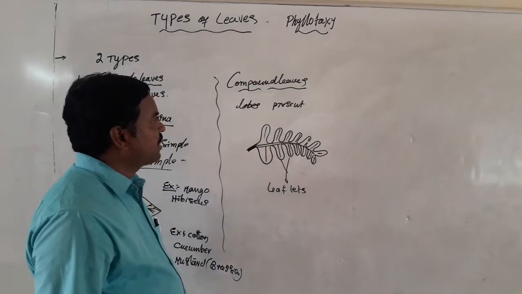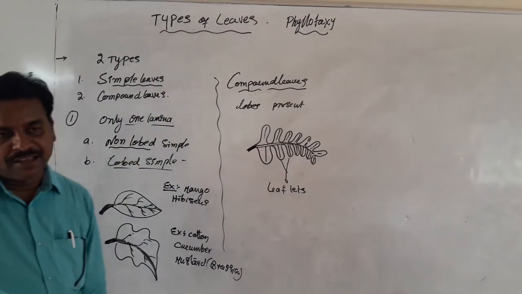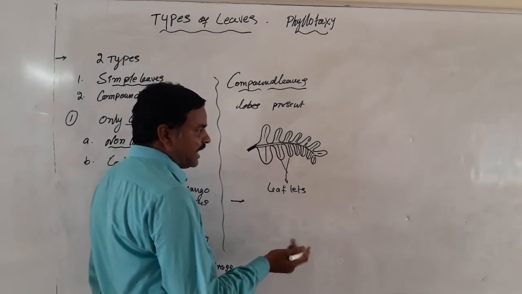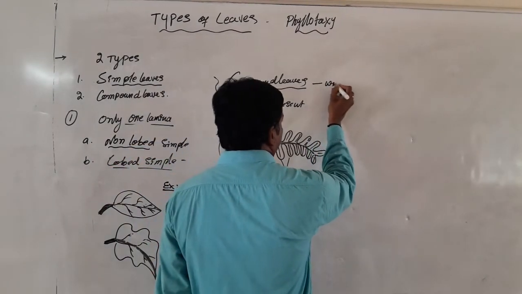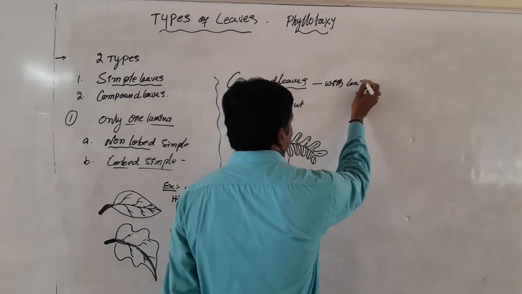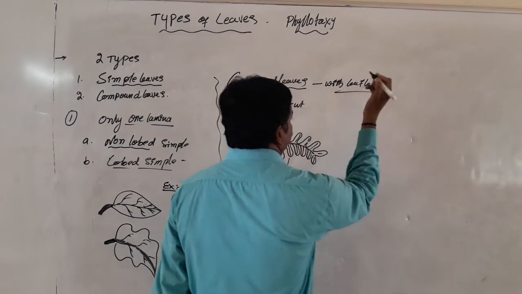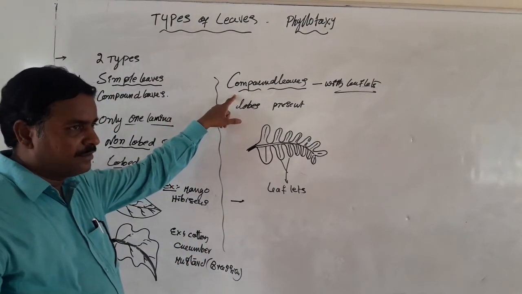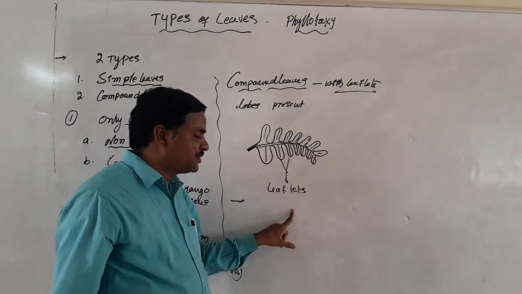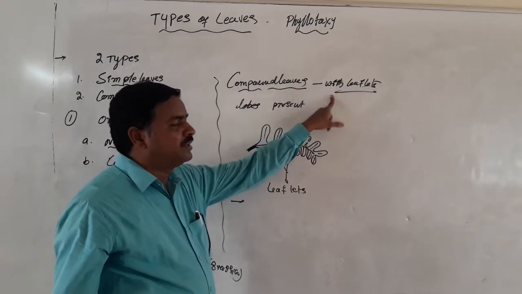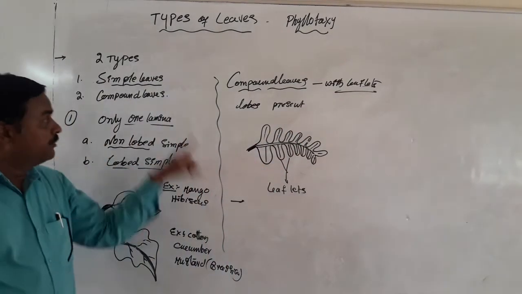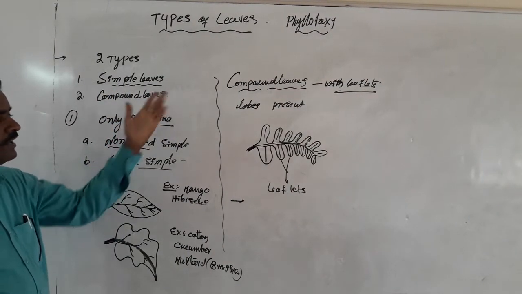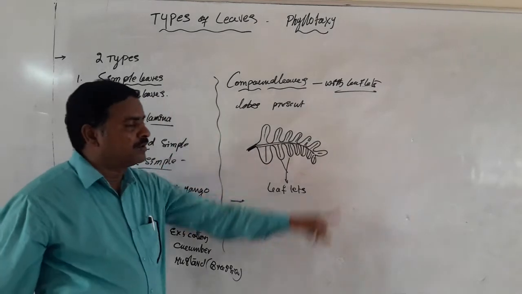So a compound leaf is defined very simply as a leaf with leaflets. Leaf with leaflets is called compound leaf. Another way to say it: leaf with leaflets is called compound leaf. Leaf with only one lamina is called simple leaf. Leaf with leaflets, that is called compound leaf.